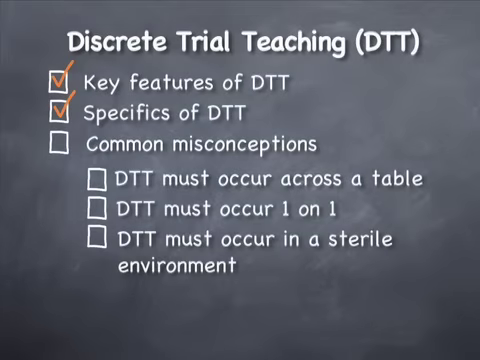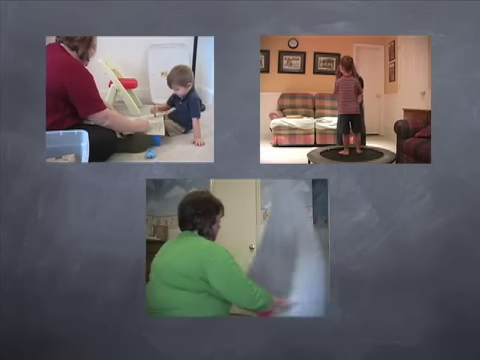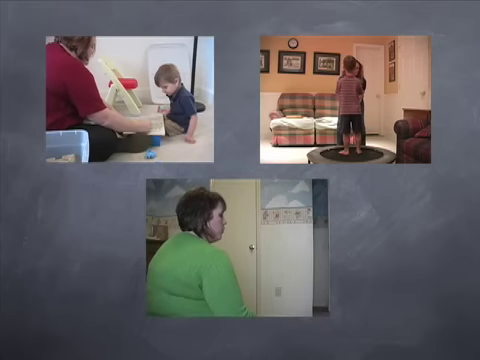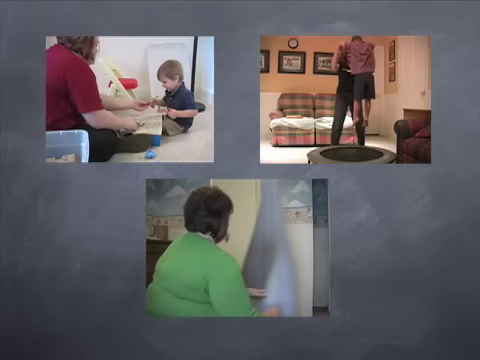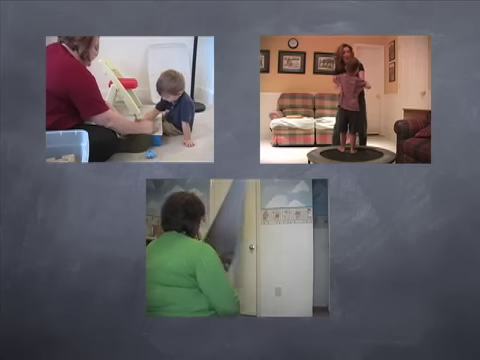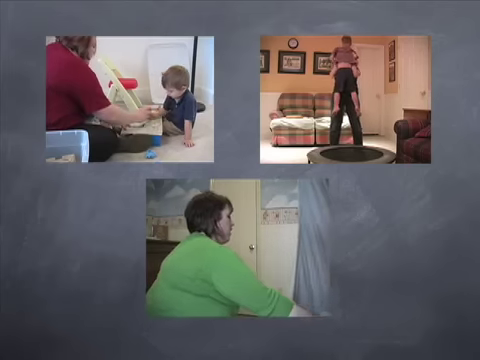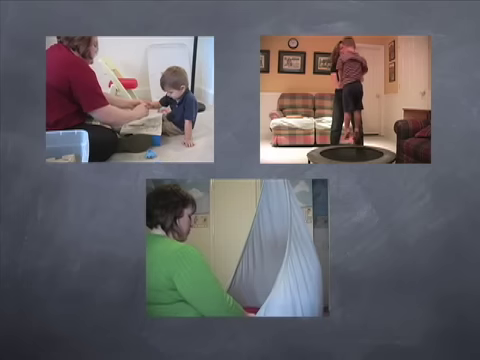There's a common misconception that discrete trial teaching must occur one-on-one across a table in a sterile environment. While this sometimes is the case, it isn't always necessary. These teaching trials can occur anywhere. At the table, certainly, but in the car, in the living room, on a swing. What is important here are the teaching strategies that you're using, and that you as the instructor are selecting what to teach and offering reinforcement when the child does what you've asked them to do.